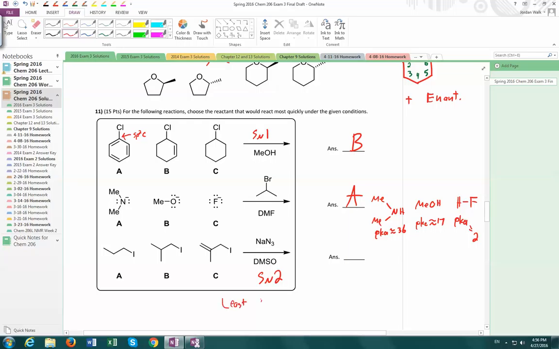Yeah, we're looking for the least crowded. So our least crowded is definitely going to be A in that case.